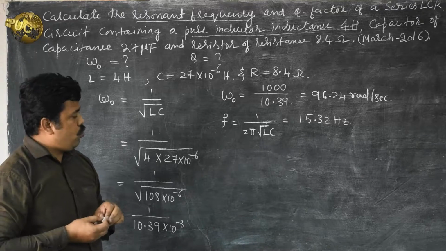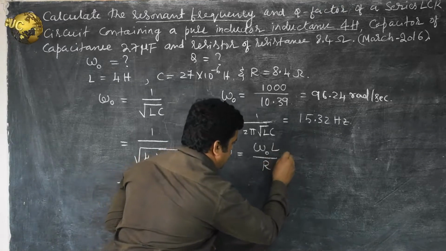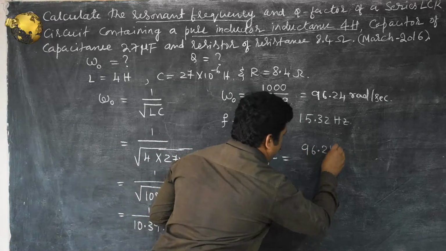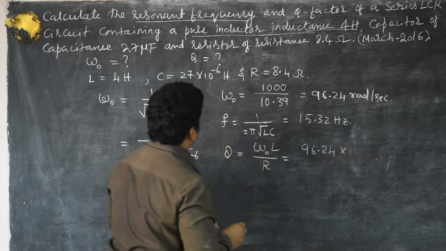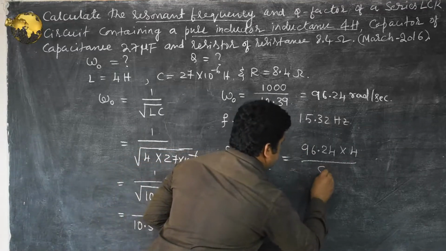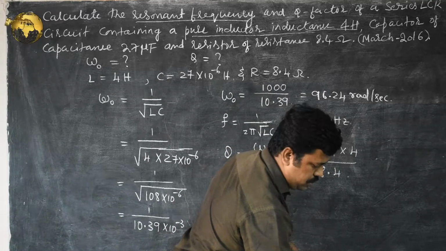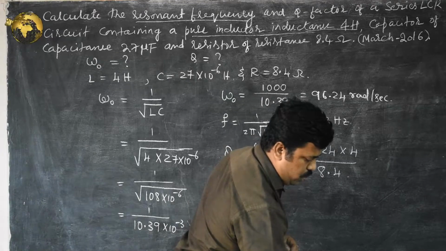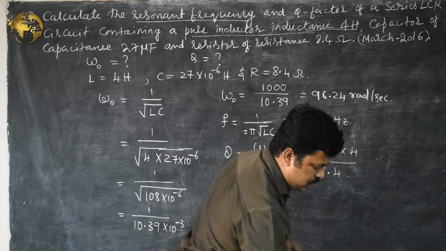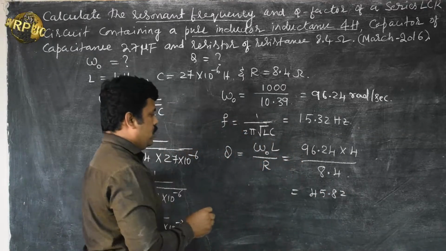Now the Q factor. The Q factor is given by the formula omega naught L divided by R. So what is the value of omega naught? That is 96.24. L, what is the value of L they have given? L is 4 Henry. 4 divided by R, that is 8.4. Okay. So 96.24 into 4 whole divided by 8.4. We get it as 45.82. So the Q factor is 45.82.